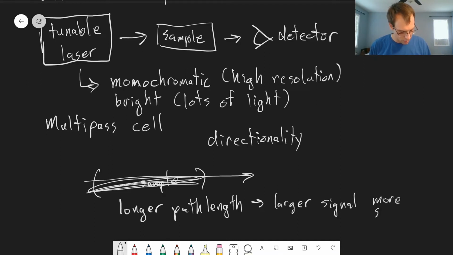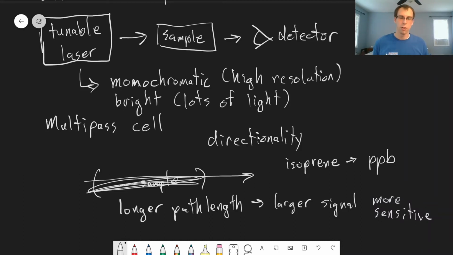So this lets us measure things at very low concentrations. For example, in my lab, we measure isoprene using multipass direct absorption spectroscopy, and we can measure concentrations down into the parts per billion level. So, where we have tens of isoprene molecules for every billion other molecules that are present in our sample. And so these are the sort of concentrations we need to detect isoprene in its natural environment in human breath and the atmosphere. So this is a nice technique for doing that.